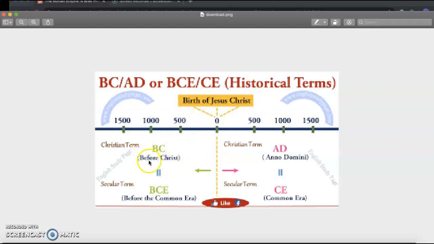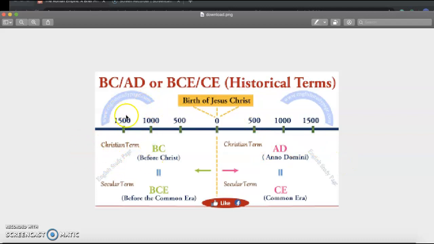We don't need to say BC. We don't need to add Christ into numerical dates. Okay. So if we're going to say 476, we don't need to say BC. We say BCE, or before Common Era. And if we're talking about right now, we are in 2020 AD, or 2020 CE, or if you were to say 500 AD, okay?